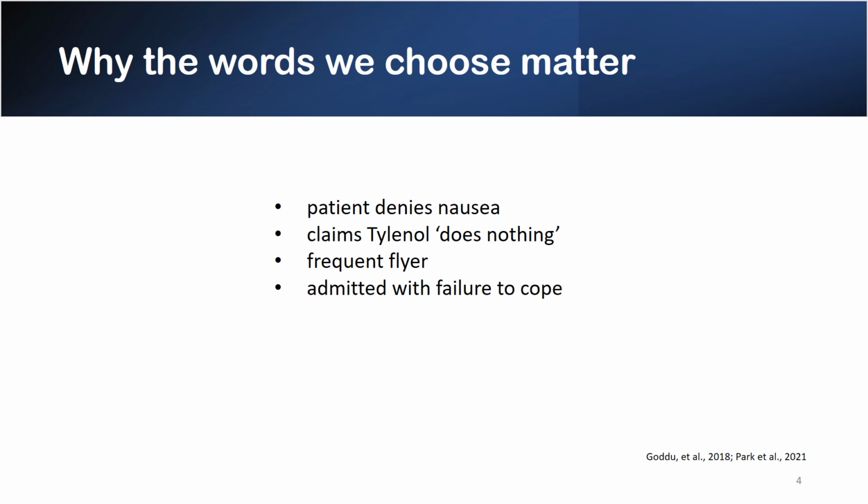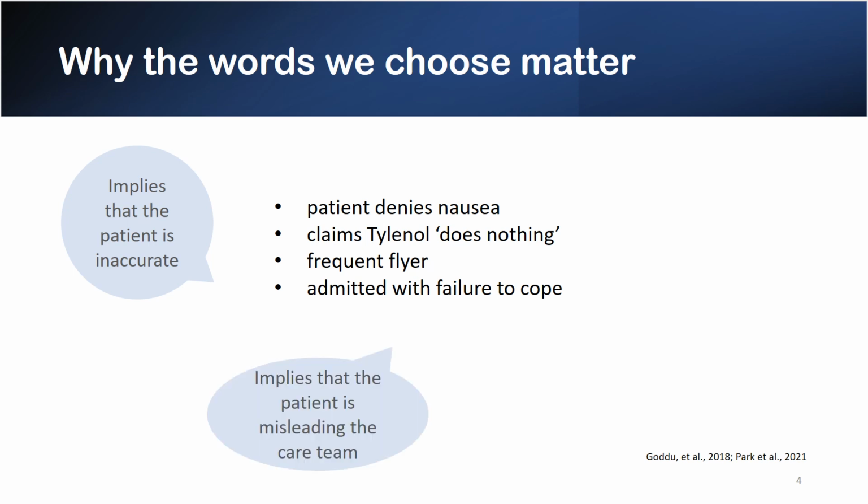They convey much more than the actual meaning of the word and can create biases or preconceived ideas about our patients. The words in the center of this slide have a negative bias and make it seem that the patient is inaccurate, lying, malingering, or misleading the care team. Phrases such as failure to cope imply that the patient is at fault. Many health professionals are unaware of the bias and judgment conveyed. These words and phrases are often used and can be found in documentation forms.